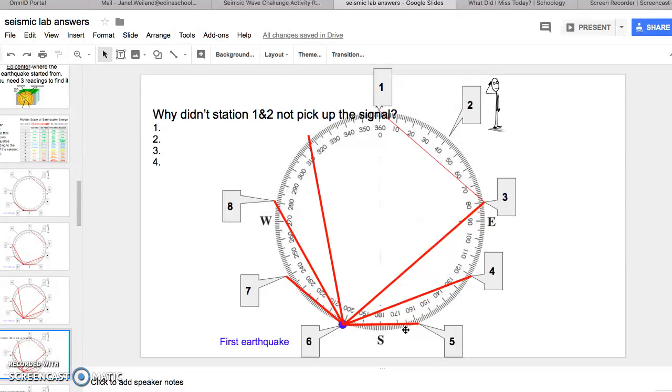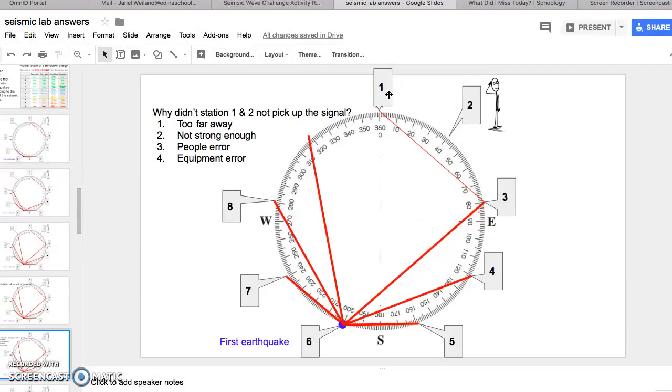And then you were asked, well, why didn't stations 1 and 2 over here pick up on the wave? And as I walked around, I saw a variety of answers from students. Here are some examples of things I heard. I heard that perhaps stations 1 and 2 were too far away from station 6 because it's on the opposite side of the planet. Perhaps the earthquake was just not strong enough to send waves all the way across. Or perhaps there was human or equipment error of some kind with the seismograph machines at those stations. All are wonderful answers to have at this point in the activity.